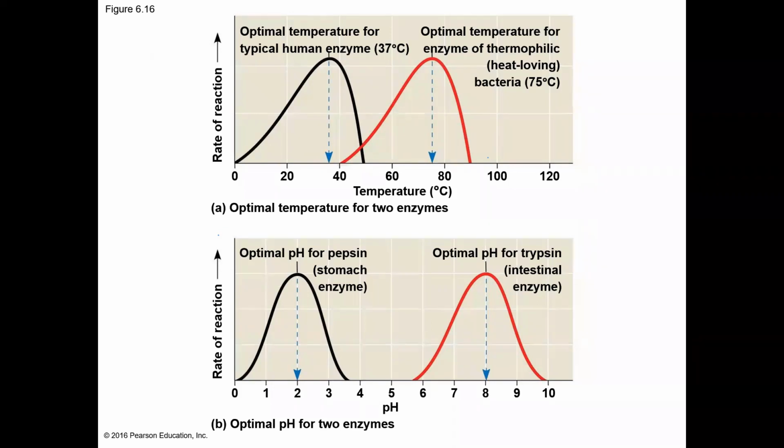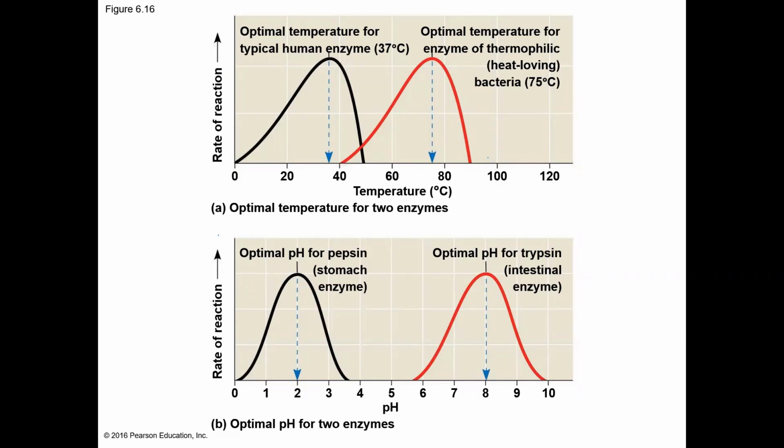In our body, we have a lot of different enzymes, but in our digestive tract, we have a stomach enzyme whose optimal pH is 2. Once that stomach enzyme gets moved into the small intestine, the small intestine's pH is a lot higher, closer to 7 to 9. And so it's going to denature that stomach enzyme once it gets into the intestines.